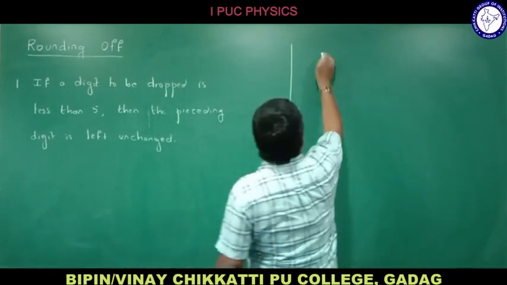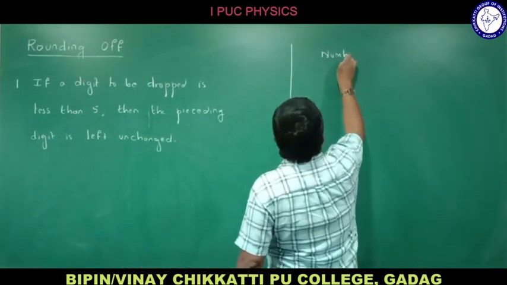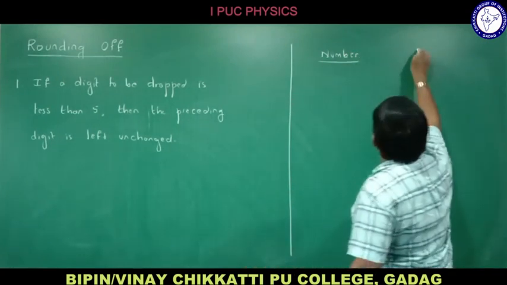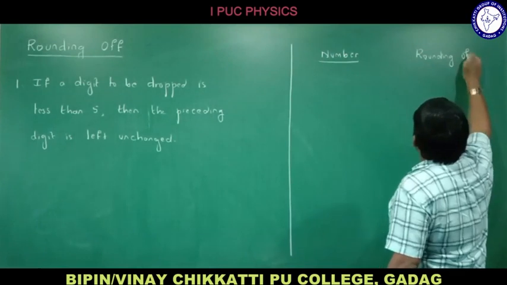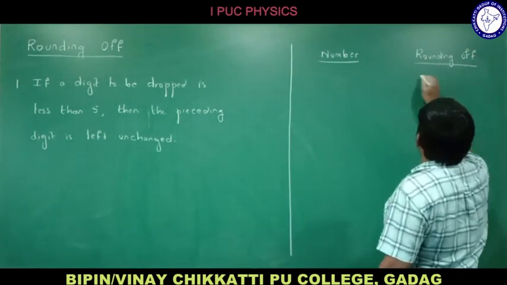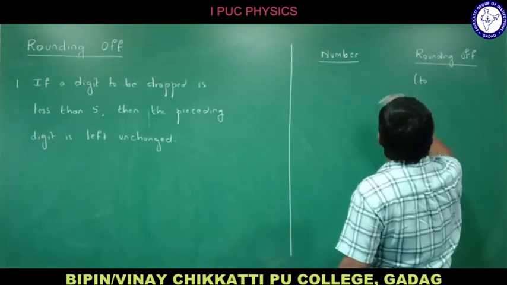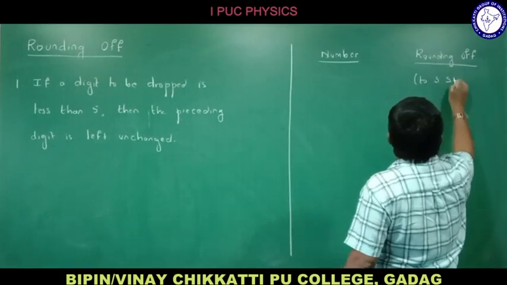Let me take an example. Let me take a number here, and here I will be rounding off, right? Let me take a round off. So till where I need to round off? Round off to 3 significant figures.